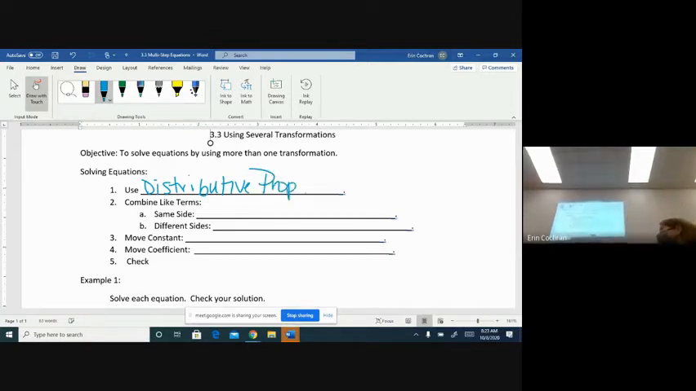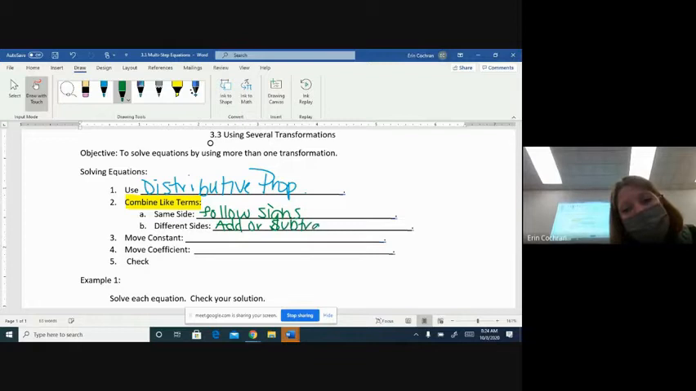Okay. So if we see any parentheses, let's go ahead and distribute to remove them. Okay. Then the next step is to combine like terms. And again, our like terms are like 2x, 3x, 4x, 7 and 12, something like that. Okay. If they're on the same side, we're going to follow our signs. So if it says 2x plus 3x, we're going to add them. Right. If they're on different sides, we're always going to add or subtract it to the other side, and we always have to do it opposite.